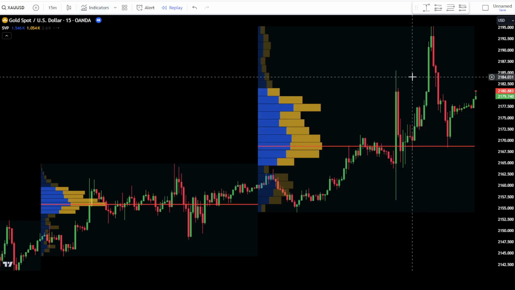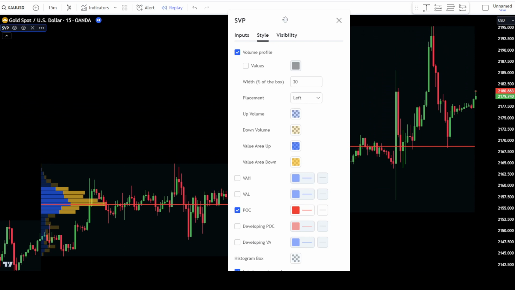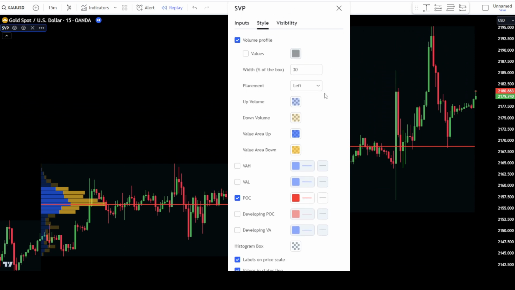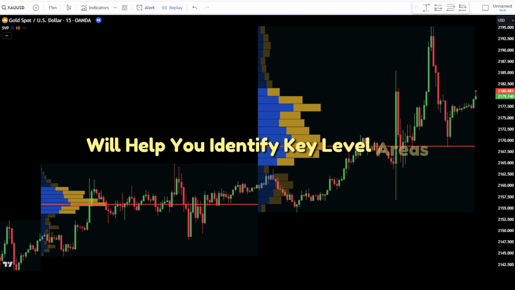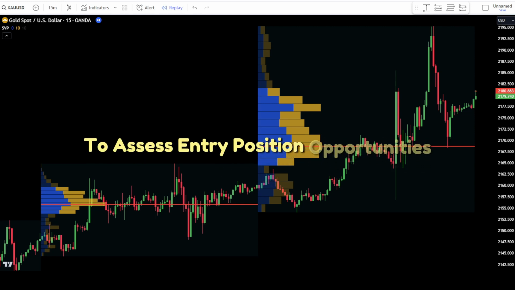Next, enter the settings for the session volume profile indicator. There are many settings you can adjust according to your needs, such as color settings and other tabs. However, for this example, I will use the default settings. The session volume profile indicator will help you identify key level areas to assess entry position opportunities.